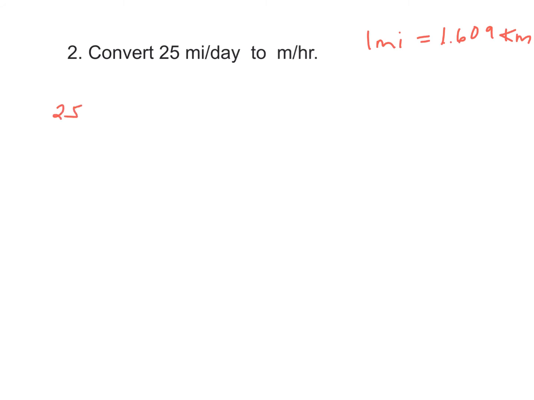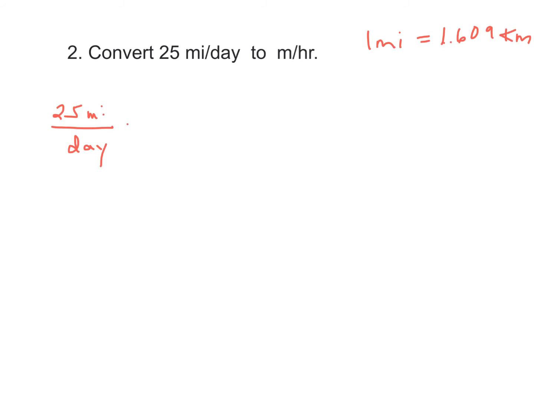So I start off with 25 miles per day. If you write it like this, it might help the structure and the presentation. 25 miles per day means the same thing as 25 miles over 1 day. We'll do these one at a time. Once again, if you know a direct conversion from miles per day to meters per hour, you can do it in one step, like the previous problem, and treat the miles per day as one unit. But we're going to do these as separate units, miles and days.